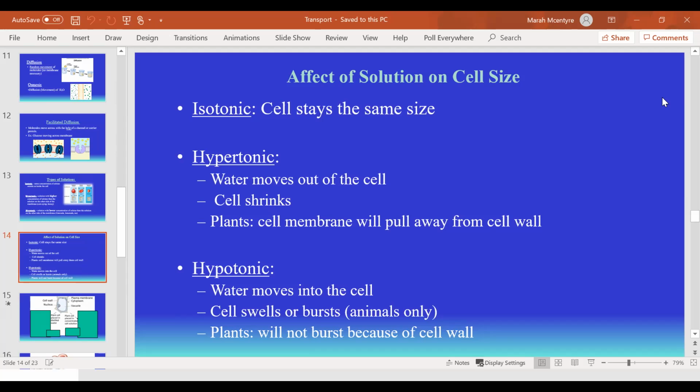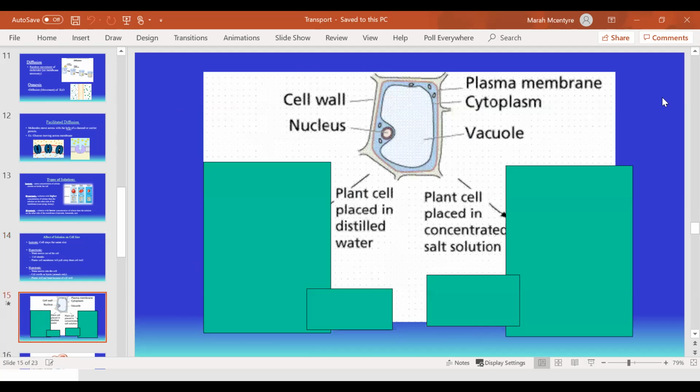The reason that the plant cell will not burst is because they have a cell wall. While the cell membrane inside of the cell wall will expand and expand, it can only get as big as the cell wall. And if we went back to our hypertonic solution, plant cells, again, have the cell wall, so they're still going to have that basic structure, the same size, but that cell membrane on the inside is going to pull away from that wall and get smaller and smaller.